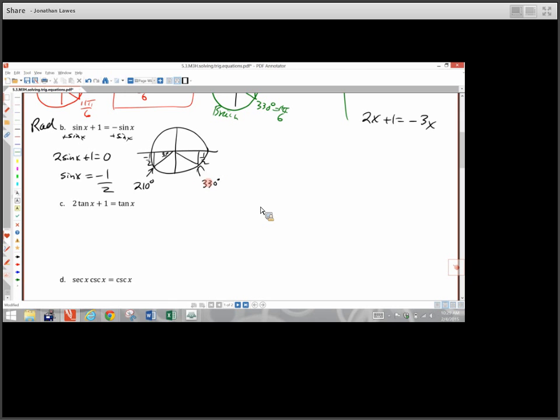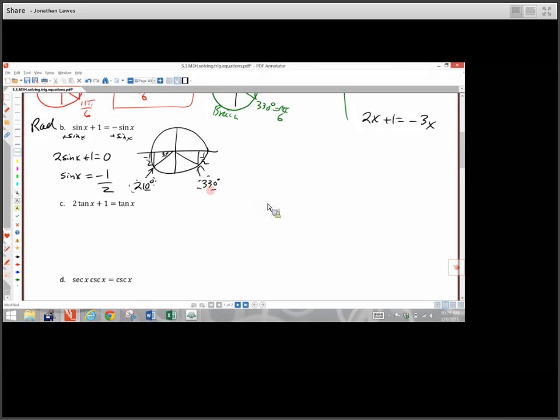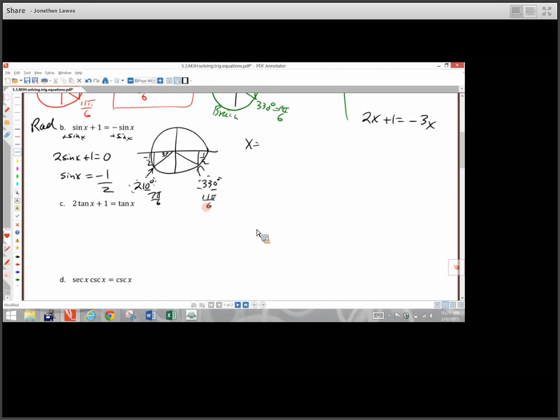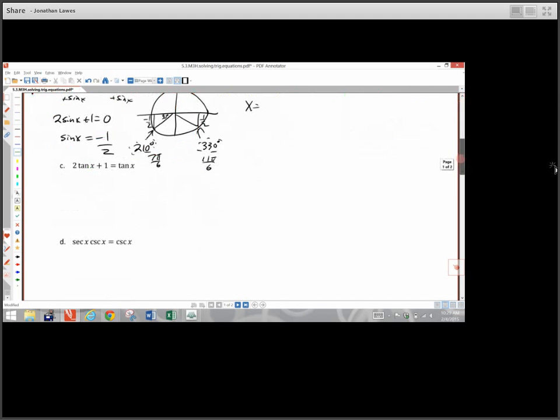Now, the answer is supposed to be in radians. So even if we think in degrees, we've got to convert and write this in radians. So this one is going to be 7 pi over 6, right? And this one is going to be 11 pi over 6. Did we do okay here? Yeah, we were okay.